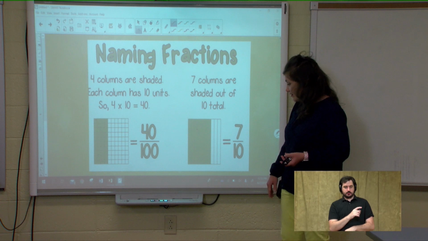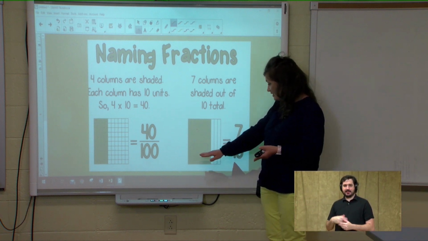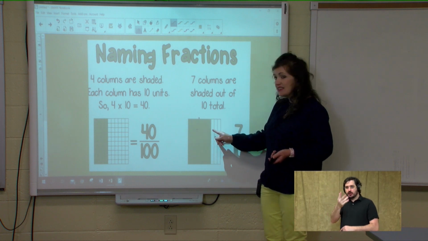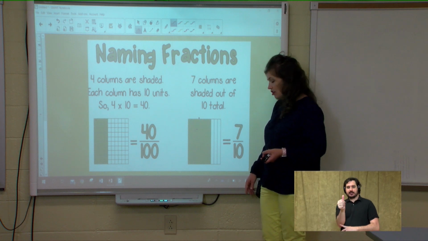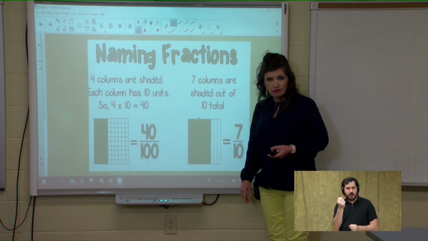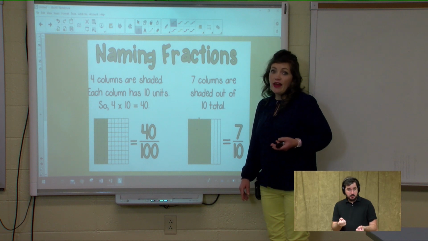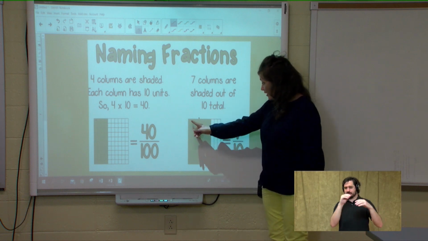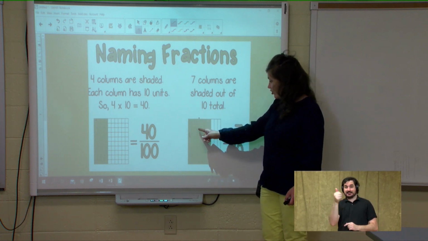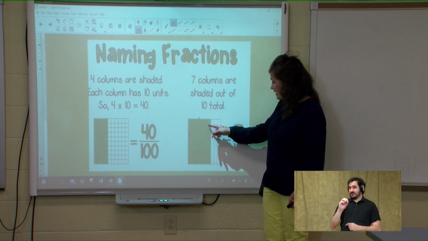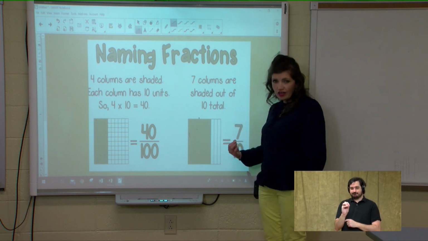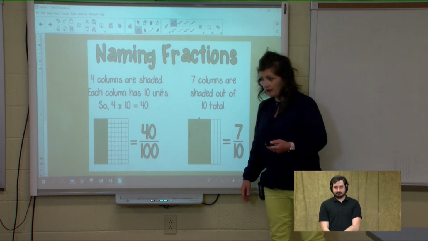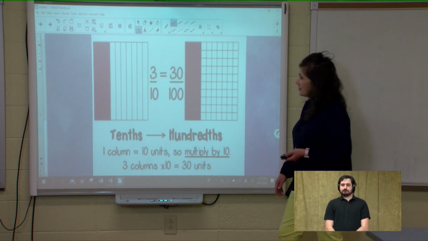Let's look at this one. This one we have 7 tenths shaded. We have 1, 2, 3, 4, 5, 6, 7 tenths shaded. Do you know how many hundredths that would be? Well, let's think. We know how many hundredths make up 1/10. 10. So if we said, okay, 10, 20, 30, 40, 50, 60, 70 hundredths is the same or equivalent to 7 tenths.